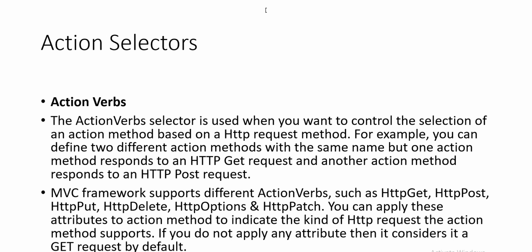The MVC framework supports different action verbs such as HTTP GET, HTTP POST, HTTP PUT, HTTP DELETE, HTTP OPTIONS, and HTTP PATCH. In this lecture, we will see two of them: HTTP GET and HTTP POST. You can apply any of these attributes to action methods to indicate the kind of HTTP request the action method supports. If you do not apply any attribute, it is considered a GET request by default. So let's see how it works.